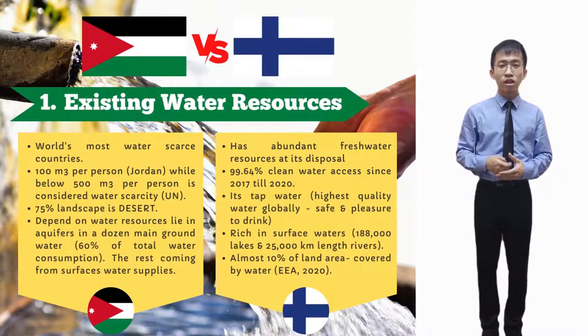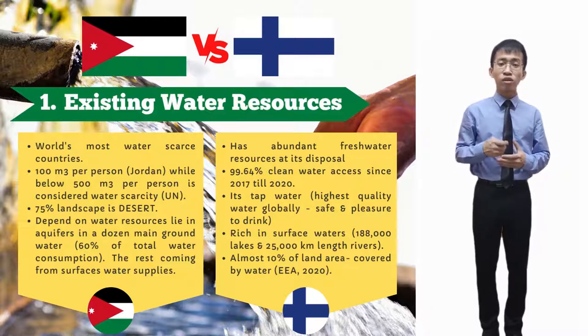Now, let me present the first difference between both countries, which is in terms of their existing water resources. For your information, Jordan is one of the world's most water scarce countries with as little as 100 cubic meters, which is equal to 100,000 liters of water available per person every day. To put this into context, the United Nations defines water scarcity as anything below 500 cubic meters, that is equal to 500,000 liters per person. This shows a large gap between the United Nations evaluation of scarcity and what Jordan is facing currently. 100,000 liters compared to 500,000 liters, that is a huge gap that defines Jordan as one of the world's most water scarce countries.